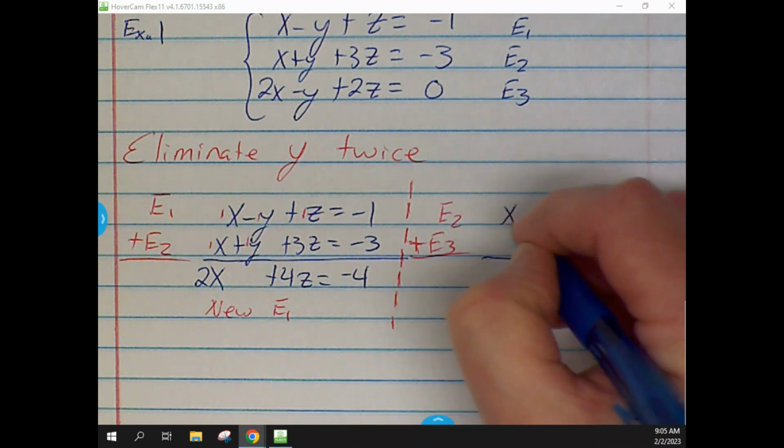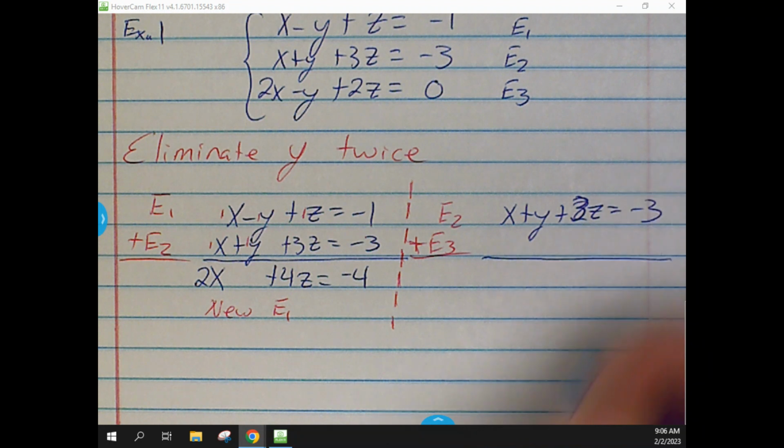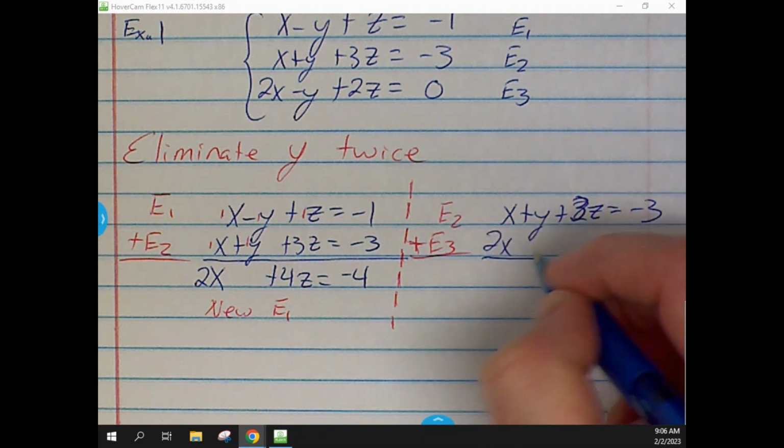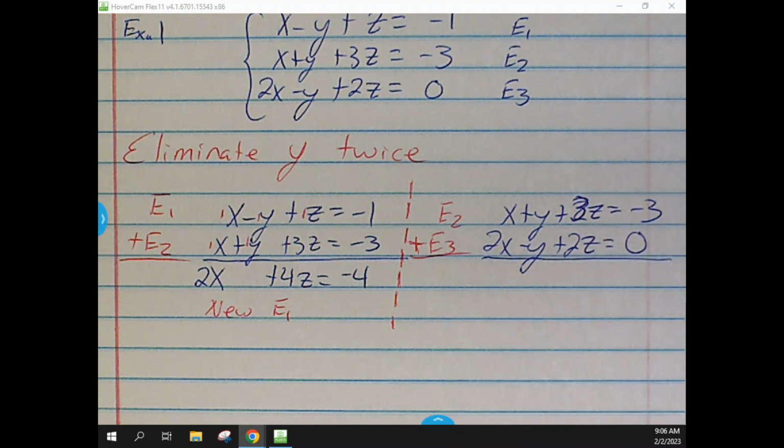So that's going to be x plus y plus 3z equals -3, and 2x minus y plus 2z equals 0.